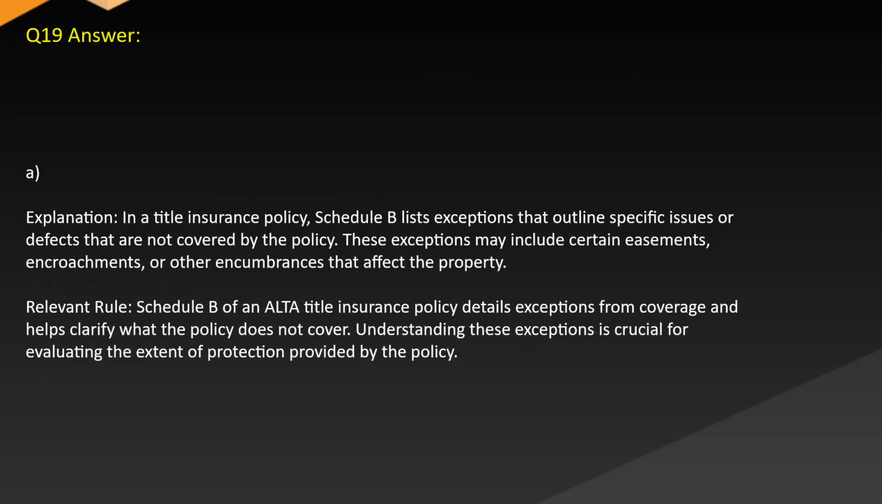Answer A. Explanation. In a title insurance policy, Schedule B lists exceptions that outline specific issues or defects that are not covered by the policy. These exceptions may include certain easements, encroachments, or other encumbrances that affect the property. Relevant rule. Schedule B of an ALTA title insurance policy details exceptions from coverage and helps clarify what the policy does not cover. Understanding these exceptions is crucial for evaluating the extent of protection provided by the policy.